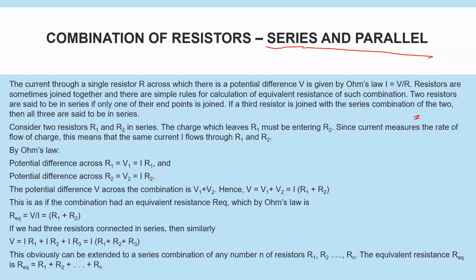We know that the current flowing through a resistor is proportional to the voltage, so V is equal to IR. This is our Ohm's law, or in terms of I, I is equal to V by R. Sometimes resistors are joined together, and if the resistors are joined together, suppose I draw this.